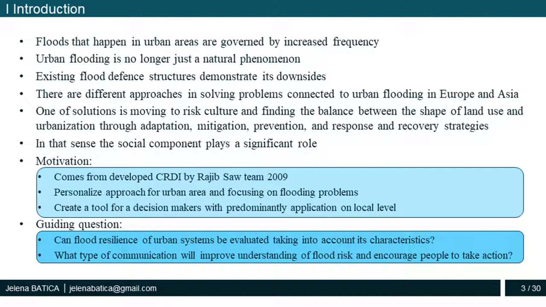Also, the social component plays a significant role because, in my experience, people in Asia and people in Europe, roughly speaking, do not see flooding in the same way. Motivation for my research comes from the already developed climate disaster risk index by Rajib Shaw's team in 2009.